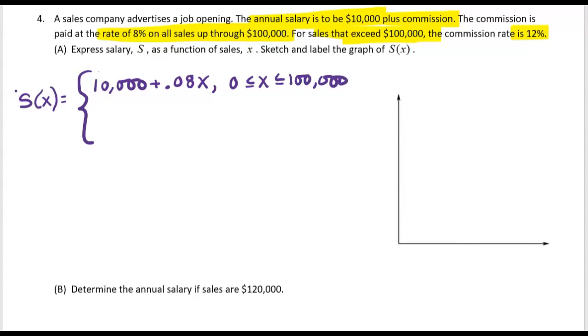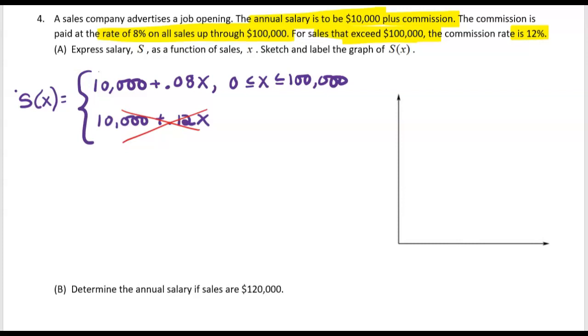Now for the second piece, what a lot of students want to do is they want to say 10,000 plus 0.12 of x. All right, but this is actually incorrect. So if that's what you were thinking, you got caught in the trap. Okay, so you have to really think about what's going on and understanding how commission works. So the way this works is everyone receives 8% on that first 100,000. Once you go past that 100,000, your commission rate bumps up to 12%, but that's only applicable to the sales that exceed the 100,000.